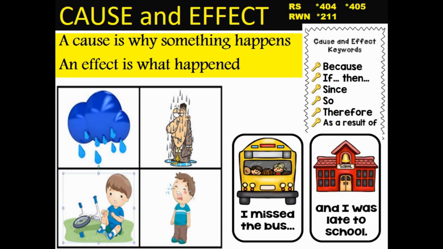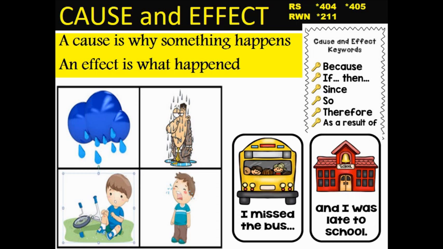For the cause and effect lesson, this should help you to understand and complete RWN page 211. We said a cause is why something happens and an effect is what happened. Like in the first picture, the man's clothes got wet because it was raining. The boy was crying because he fell from his bike. If you miss the bus, then you will be late for school.